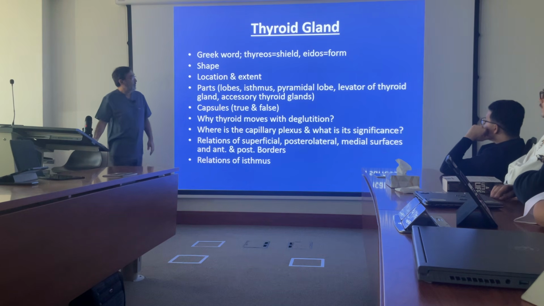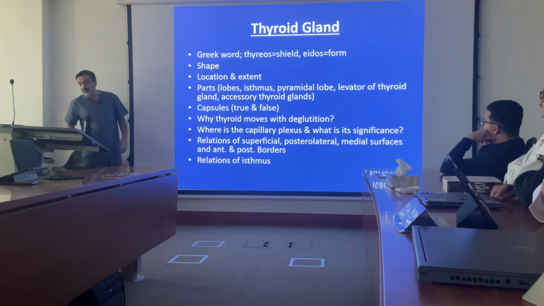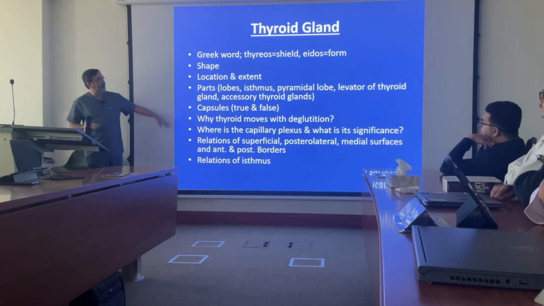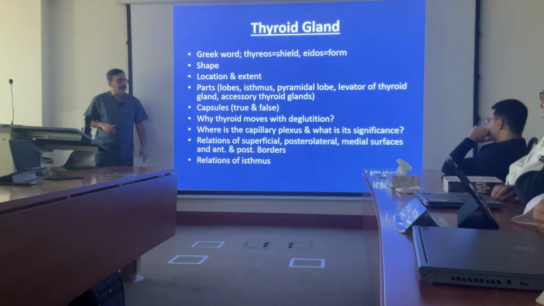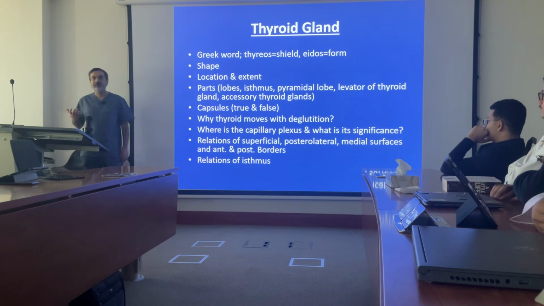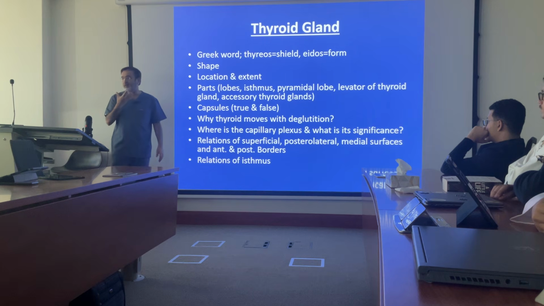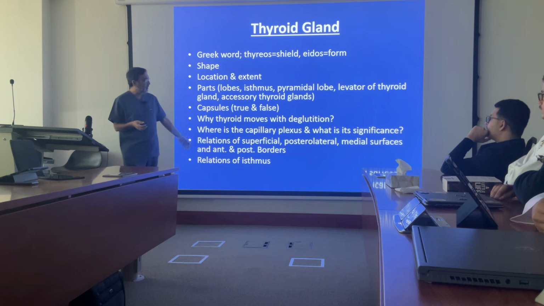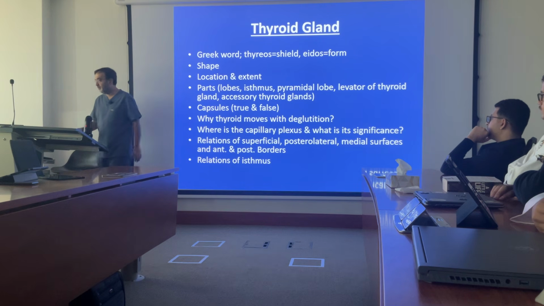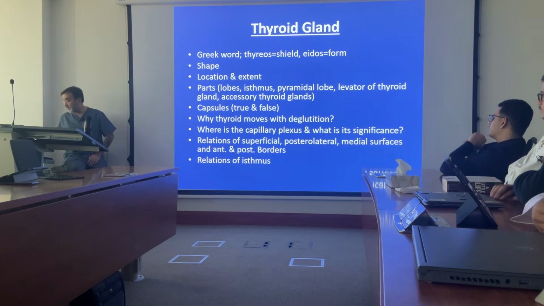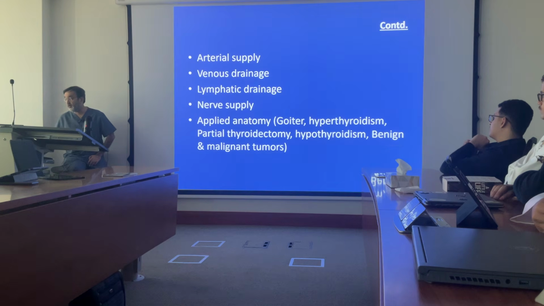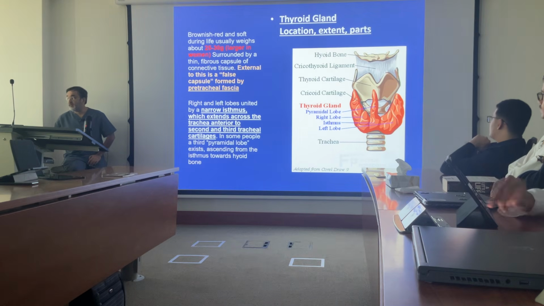So we are going to talk about the shape of the thyroid gland, location, extent, parts of the thyroid gland, capsules. We would talk about how we examine an enlargement or a goiter in the thyroid gland. And then we are going to talk about the arterial supply, which is very important here in thyroid as such. So we start with the thyroid gland.